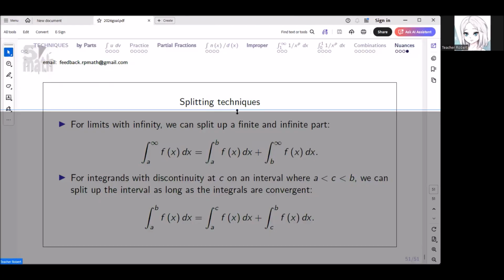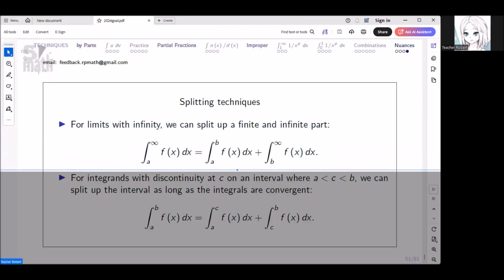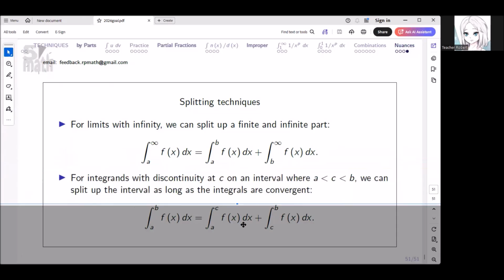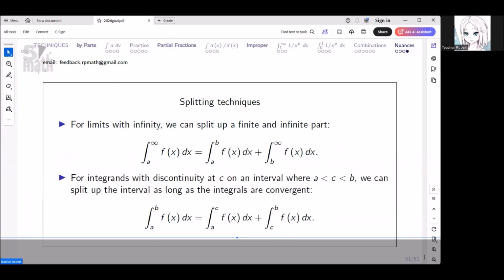Splitting techniques. For limits with infinity, we can split up a finite and infinite part. For integrands with discontinuity at c on an interval where a is less than c less than b, we can split up the interval as long as the integrals are convergent.